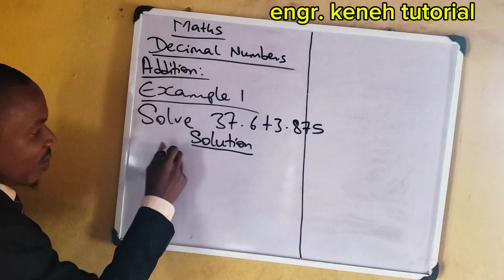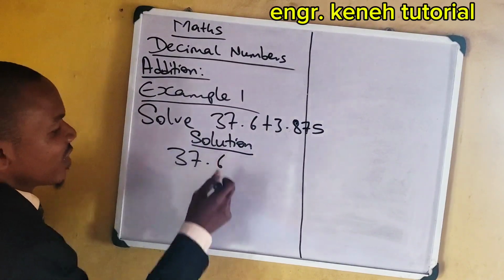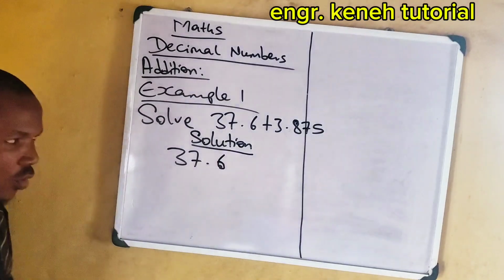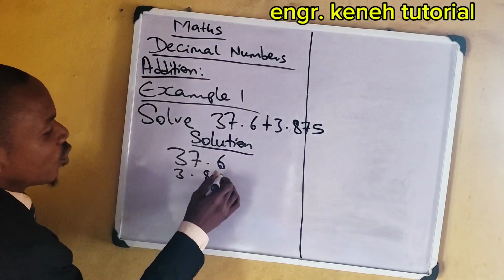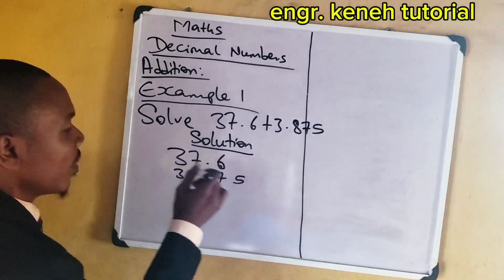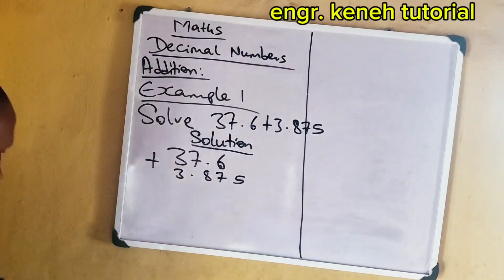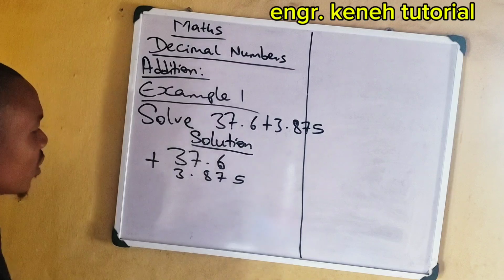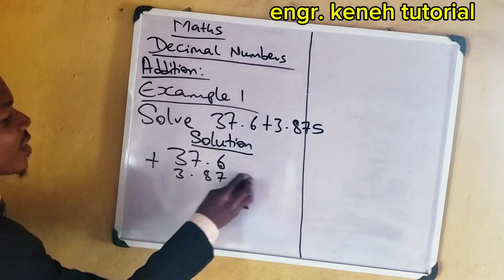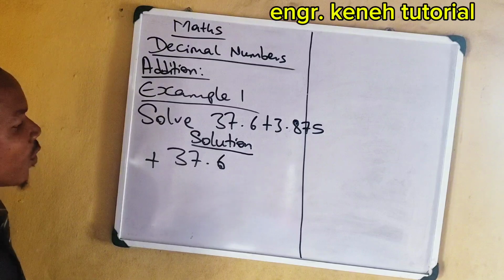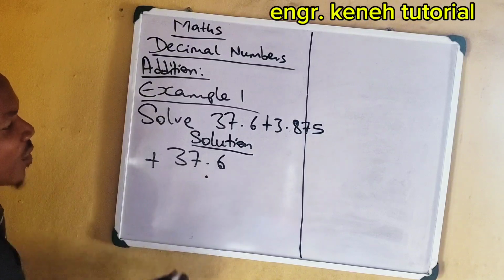You write the first number, which is 37.6. Can you see it? You don't write it like this, because if you write it like this, you will get it wrong. Some people will come and write like this. This is wrong. How do we solve this? We solve it by putting the decimal point under the decimal point. First of all, you write the decimal point before you write any other thing.